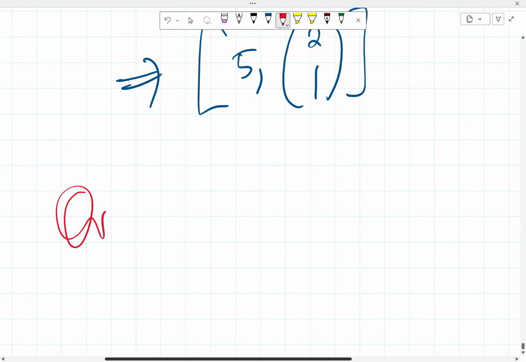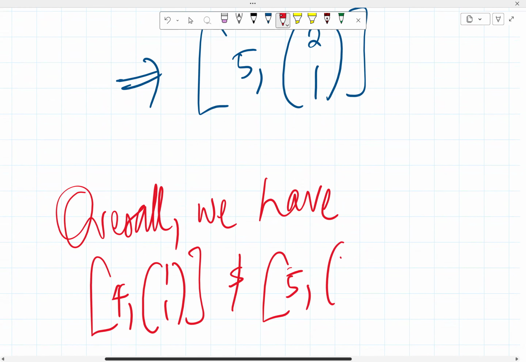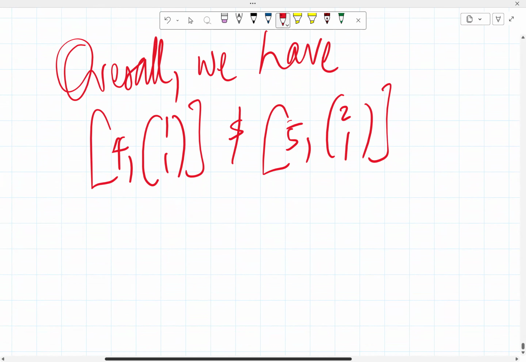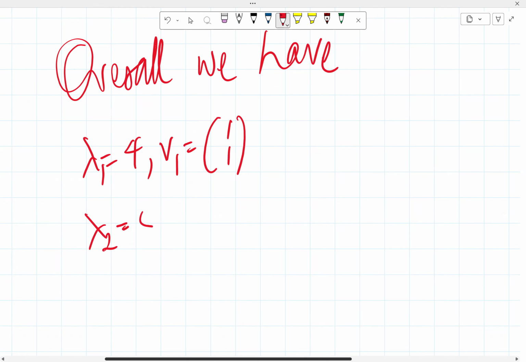So overall, lambda 1 is equal to 4, and v1 is equal to 1, 1. Lambda 2 is equal to 5, and v2 is equal to 2, 1.